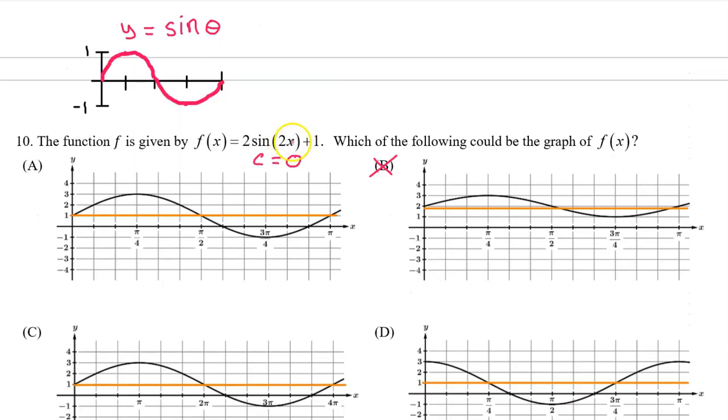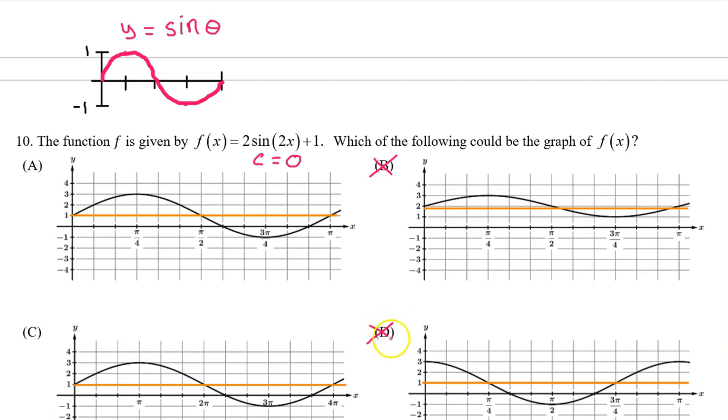We notice that the c value is 0. That means we're looking at a sine function with no phase shift. So starting right from 0, we should be looking at a graph that has the same shape as the parent function y equals sine theta. So D has the shape of the parent function y equals cosine theta, not sine theta.